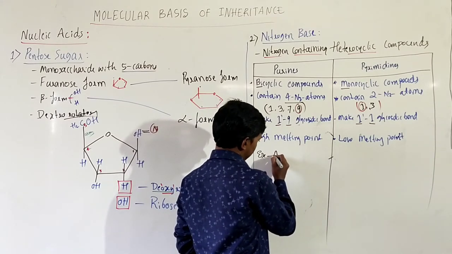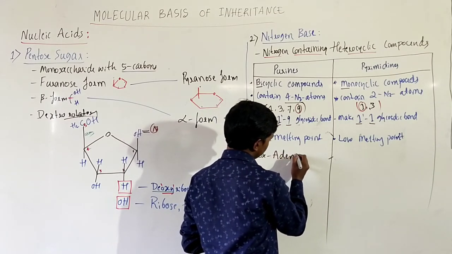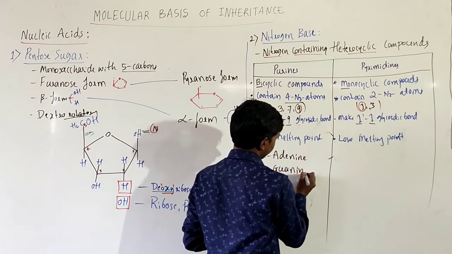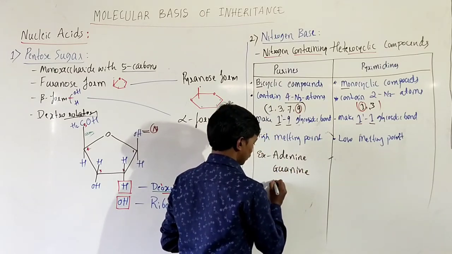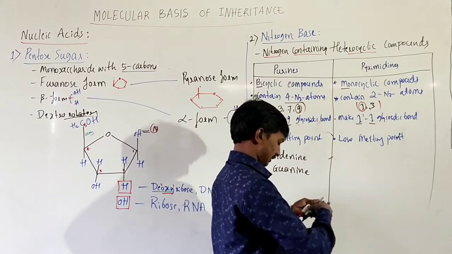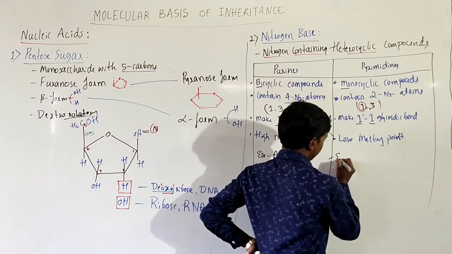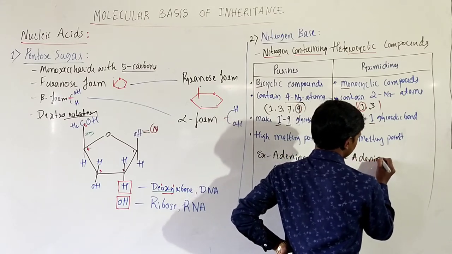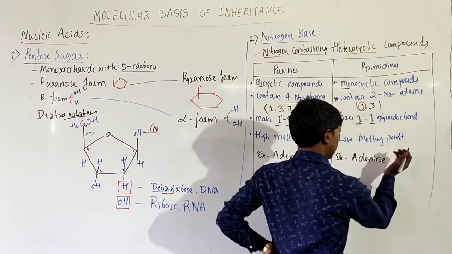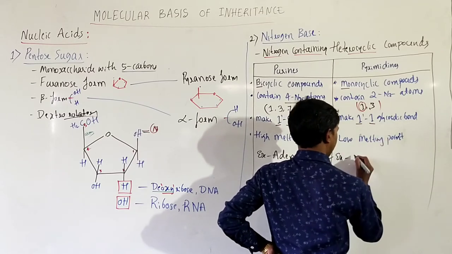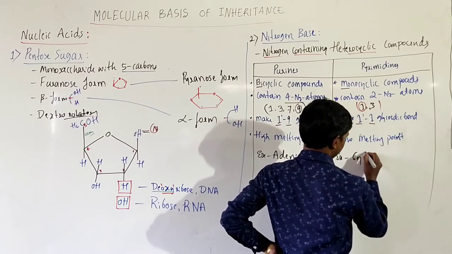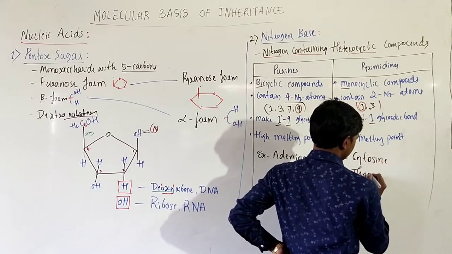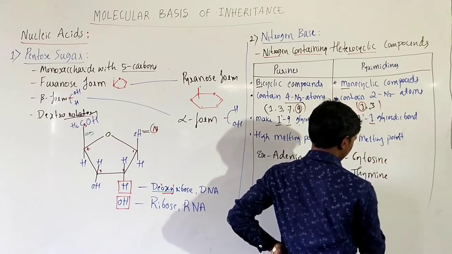So we have adenine, we have guanine, and sorry, only two are there. When it comes to pyrimidines, we have cytosine, thymine, and uracil.